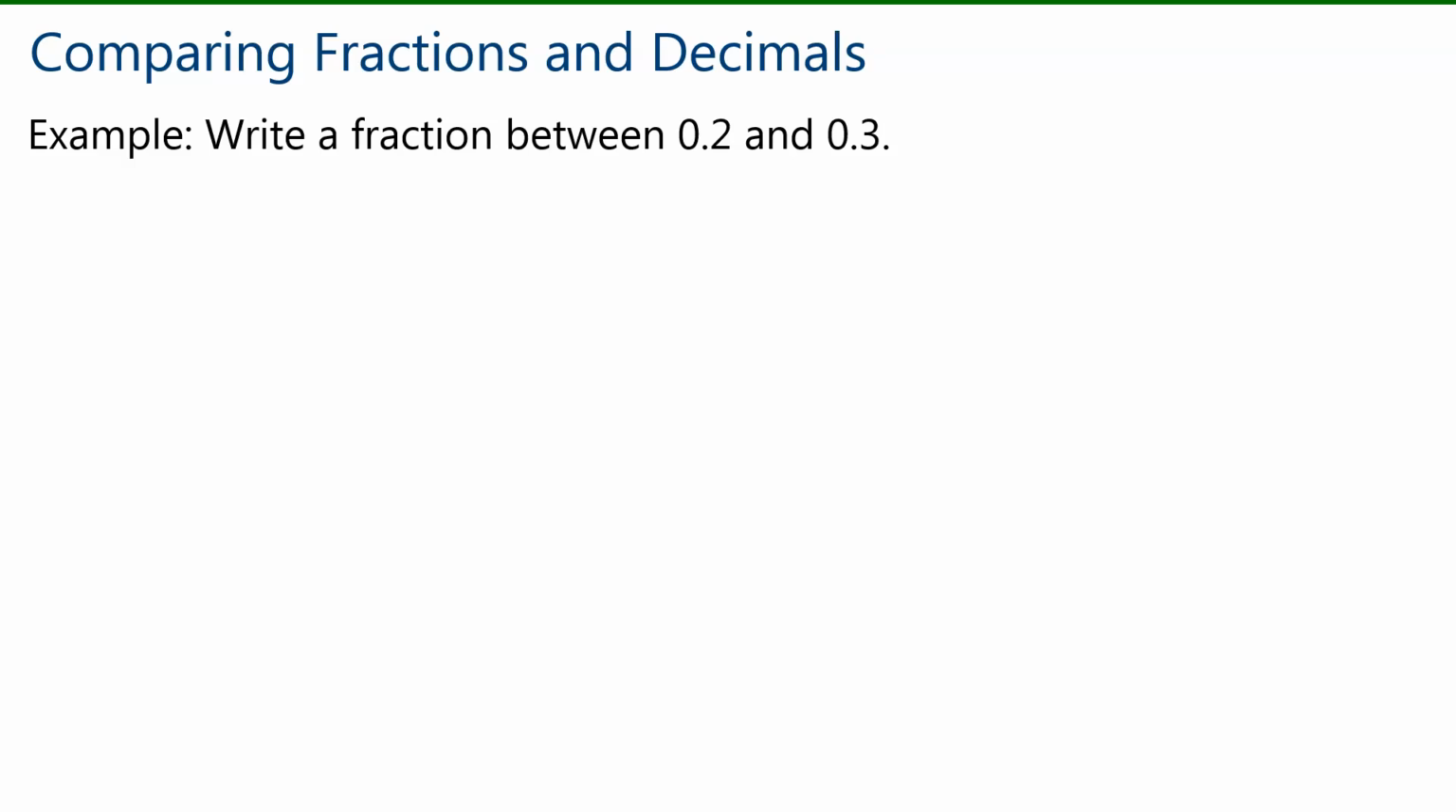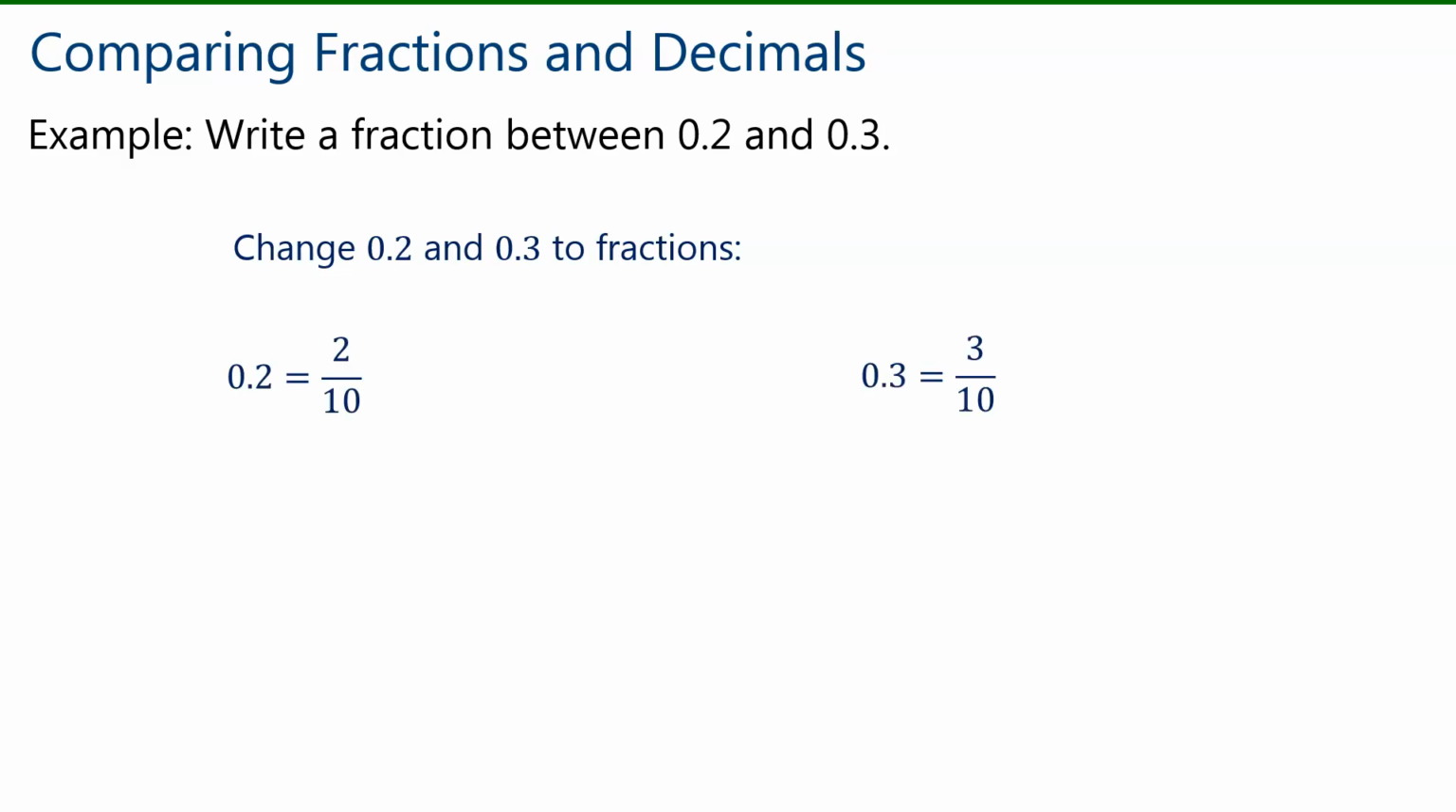And in the first example, we have to write a fraction in between two given decimals, 0.2 and 0.3. So since we have to find a fraction, let's start by changing 0.2 and 0.3 to fractions. So 0.2 is simply written as 2 over 10. 0.3 is 3 over 10. So now we've got to find a fraction between 2 over 10 and 3 over 10.